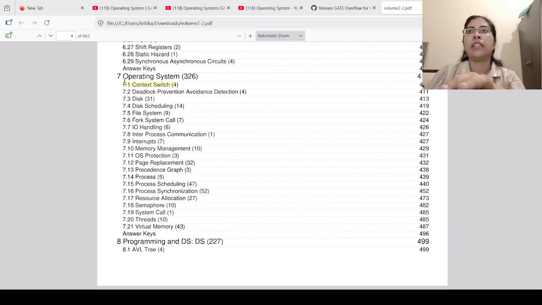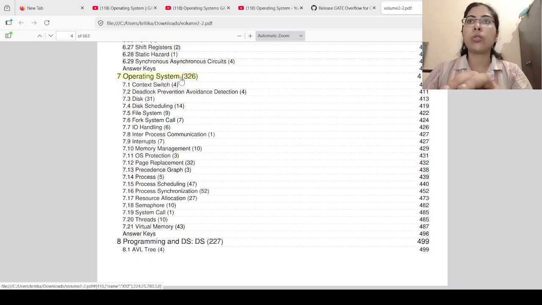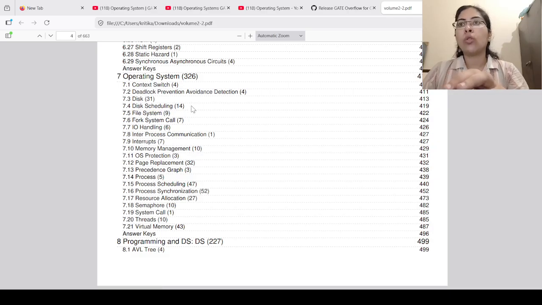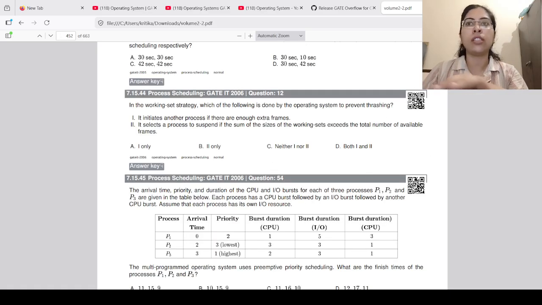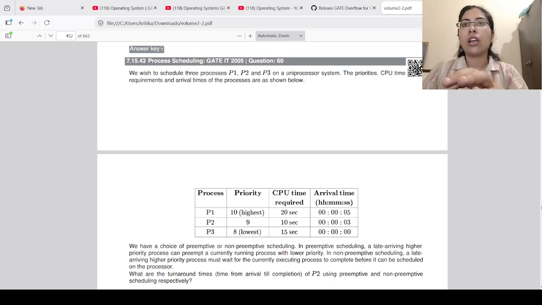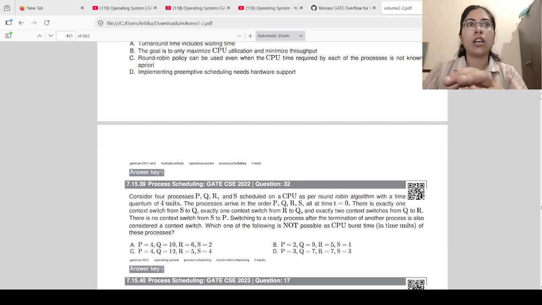This is operating system. There are about 326 questions from the operating system. Context switch 4, deadlock prevention 4. So let's say you want to practice the process synchronization questions. Just simply click on process synchronization. You will reach the process.